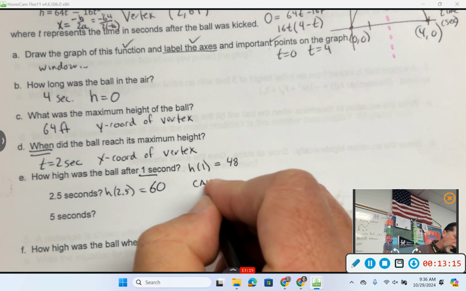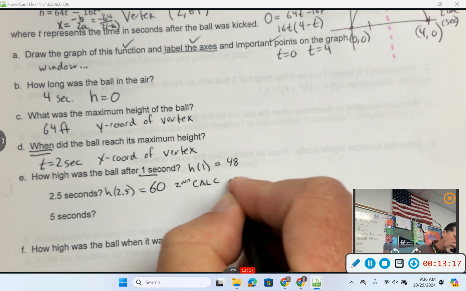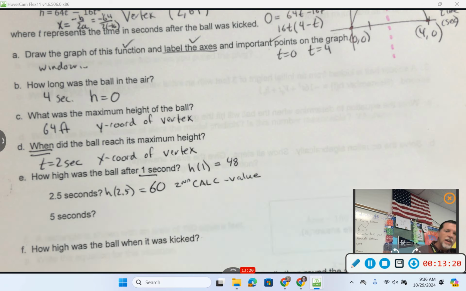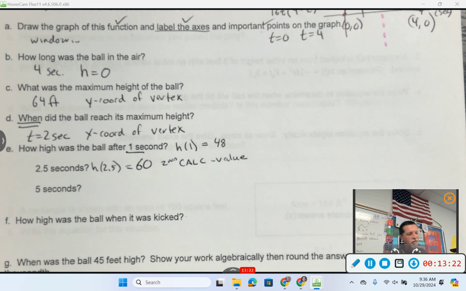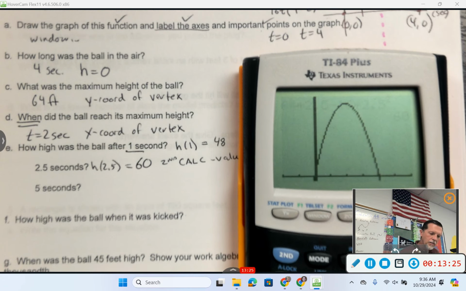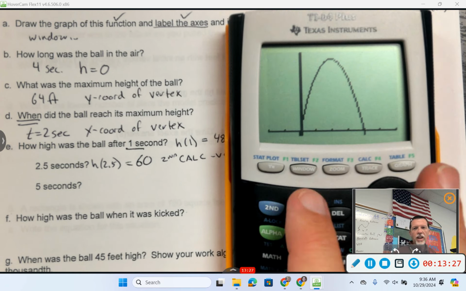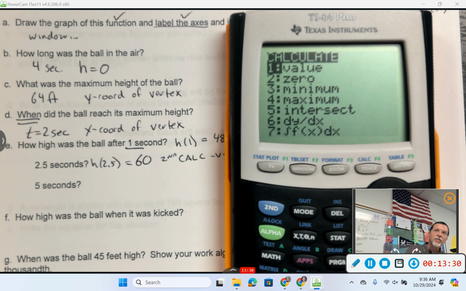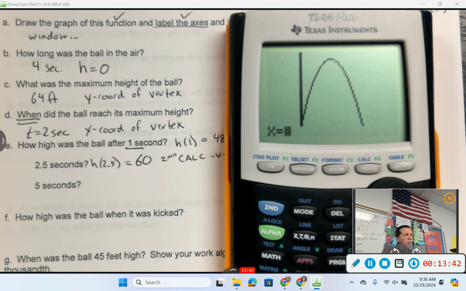But I want to show you a trick. Second calc value. I don't know how this works on the Inspire, but the 84 from the graph, if you do second calc, you get some options that are pretty cool. Value, zeros, mins, maxes, intersections. Let's pick value because I want to know the value of the function. And then it prompts you, x equals what? What would you like x to be? Well, I would like 2.5. Thank you very much. And it tells me that y is 60 at 2.5.